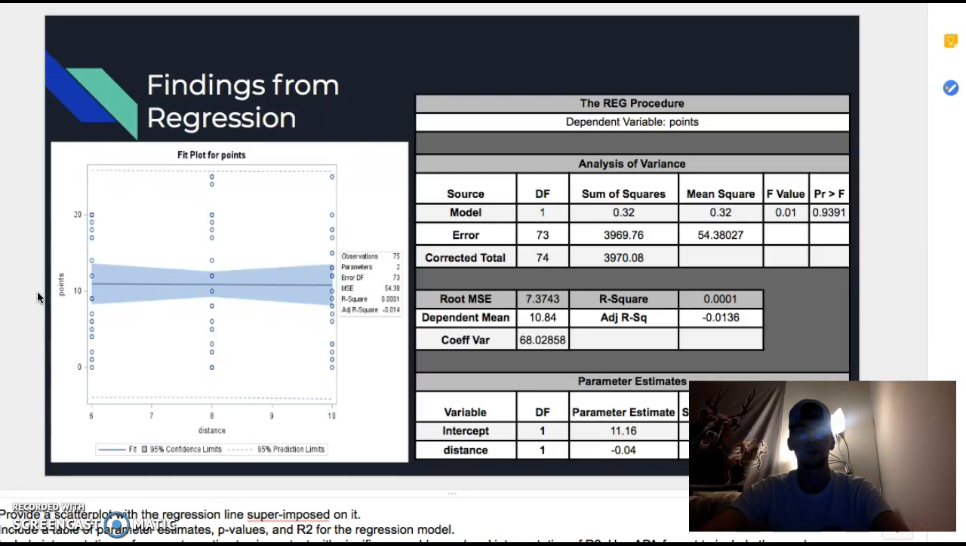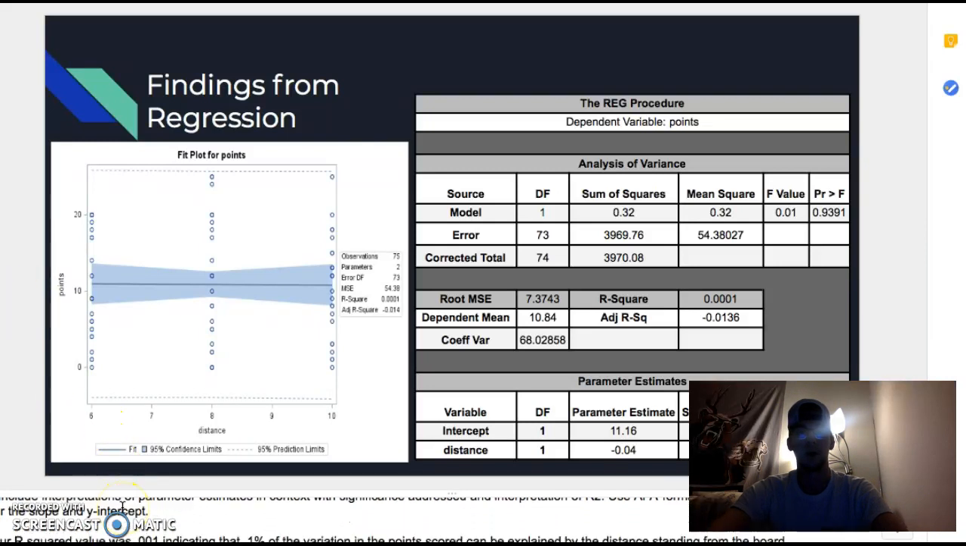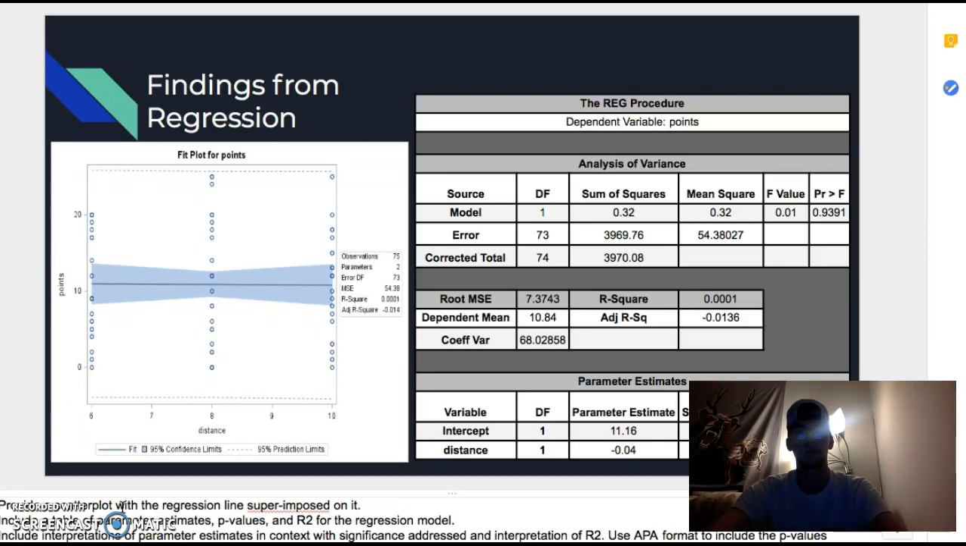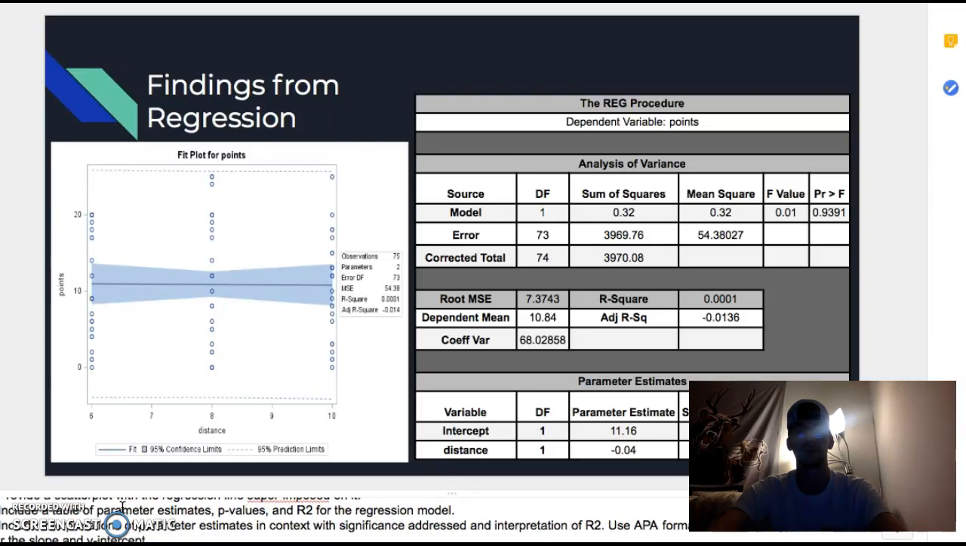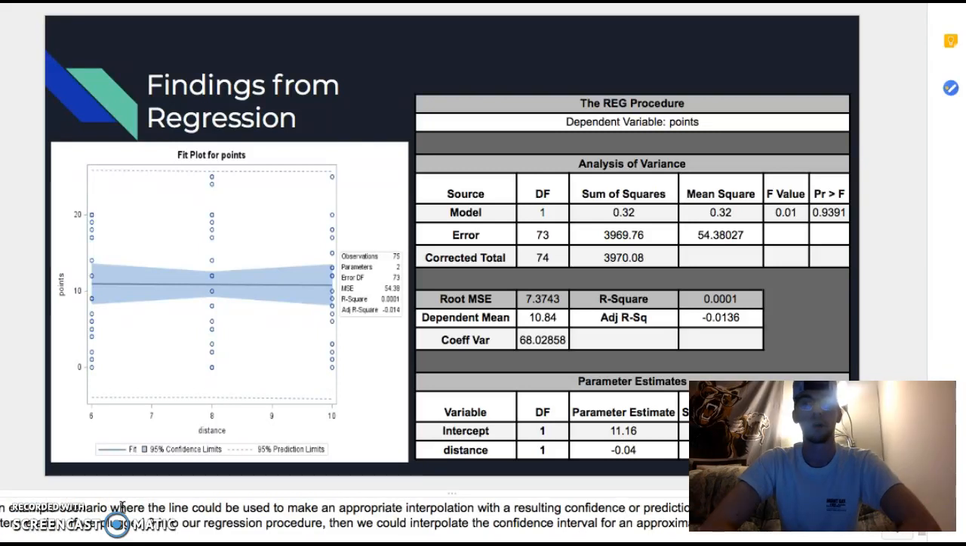Next are the findings for regression. First, we provided a scatter plot that has the regression line superimposed on it. Then we have a table that includes the parameter estimates, p-values, and r-squared for the regression model. Our r-squared value in this situation was 0.001, indicating that 0.1% of the variation in the points scored can be explained by the distance standing from the board.